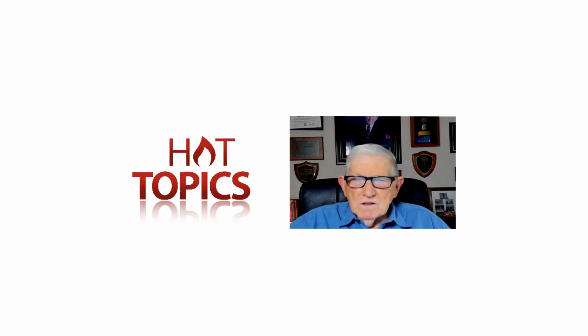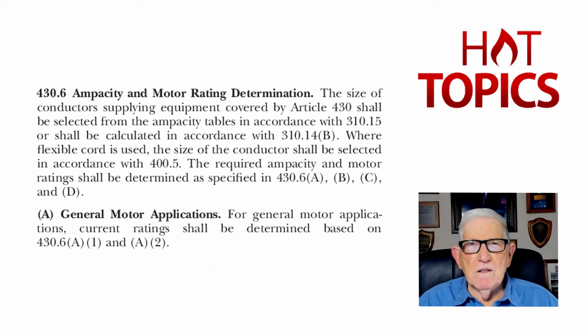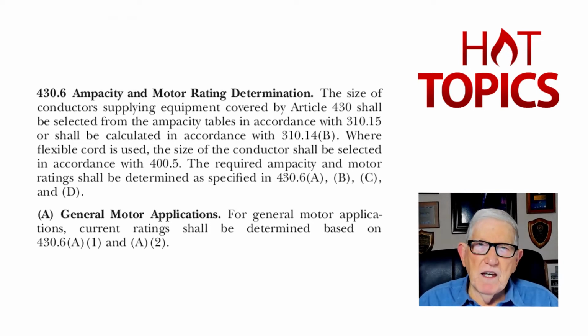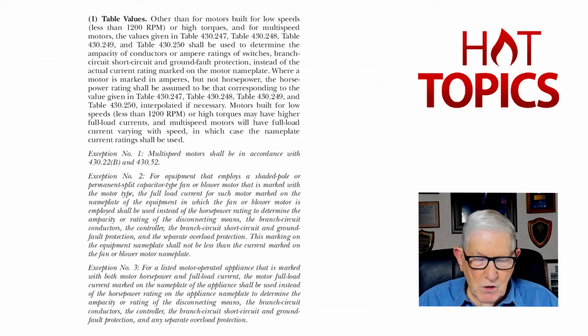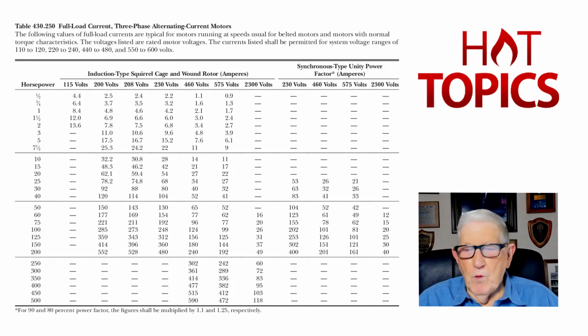Now, to do this, let's just go over to page 308 and 309 of your code book. On the right-hand side of page 308, down at the very bottom, we pick up 430.6(A). And then on page 309, left-hand side of the page, right below the table, you'll pick up the table values. And to find the full load current of the motor, we would go naturally to Table 430.250, around page 333 of the code.